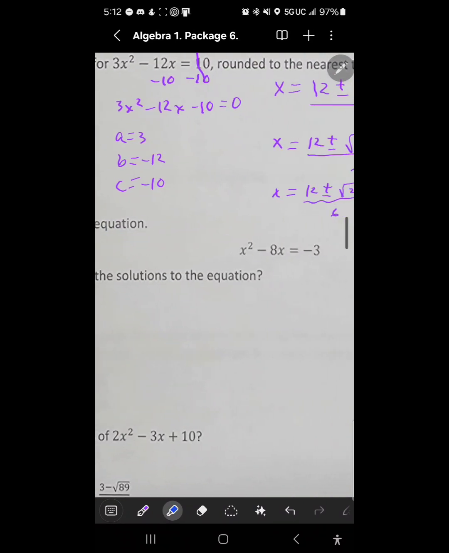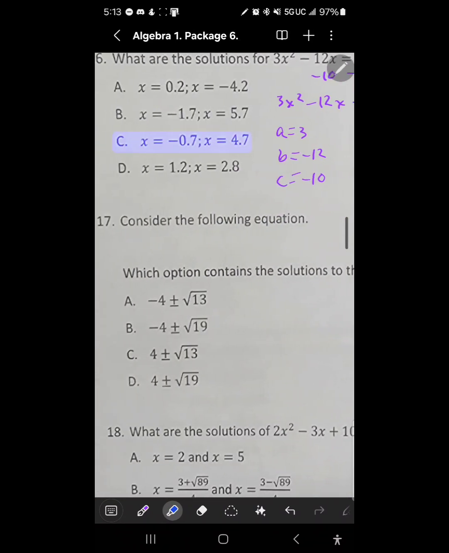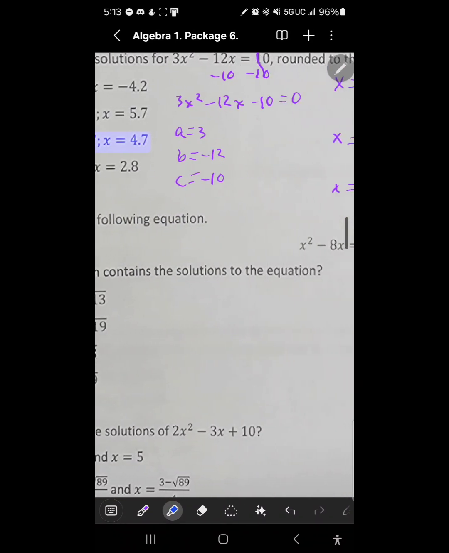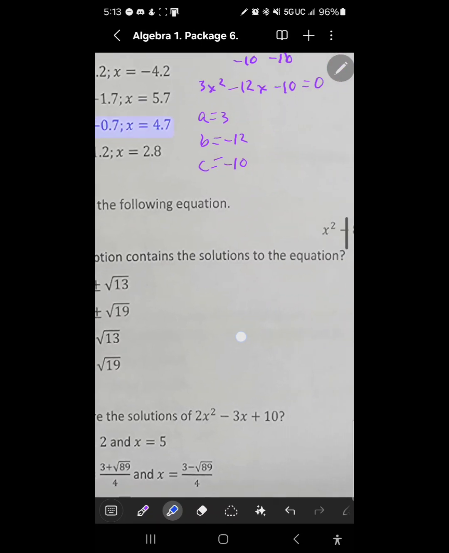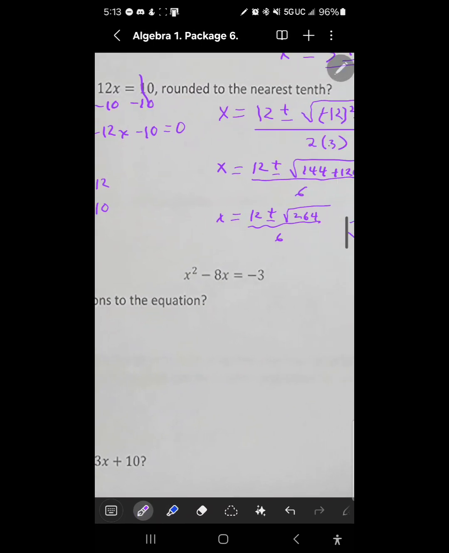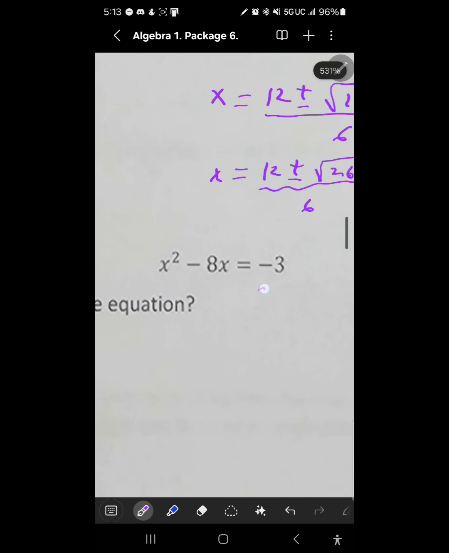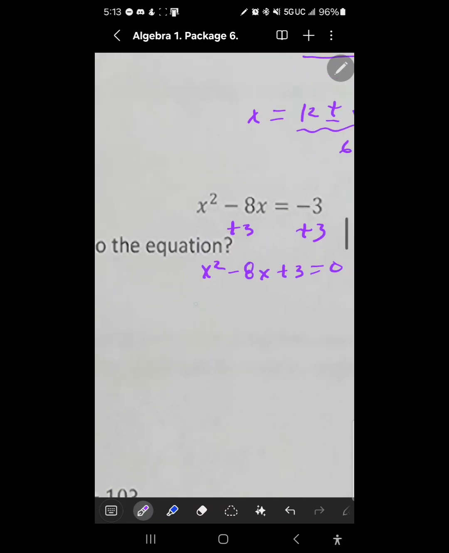Now consider the following equation. Which option contains the solution to the equation? Let's see. We just need to do the same. We need to make it equal 0, so I'm going to add 3 to both sides. And I have x squared minus 8x plus 3 equals 0.